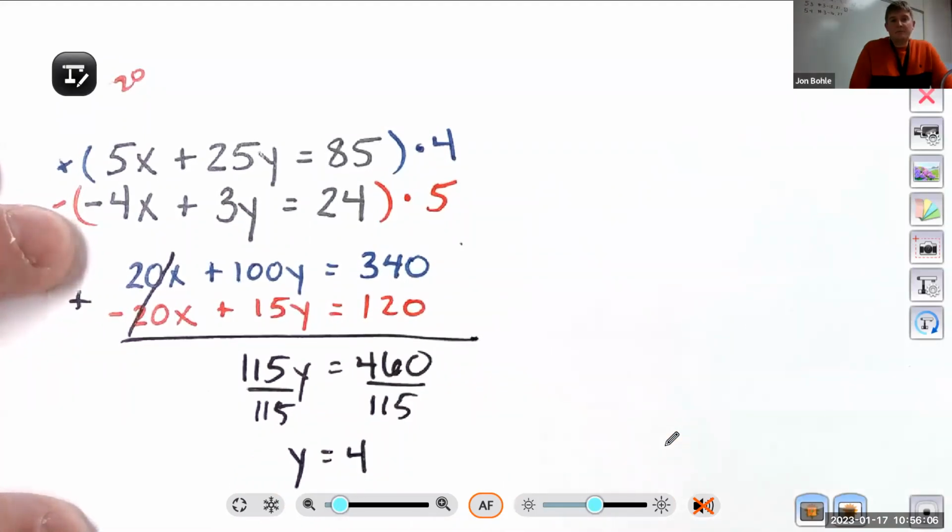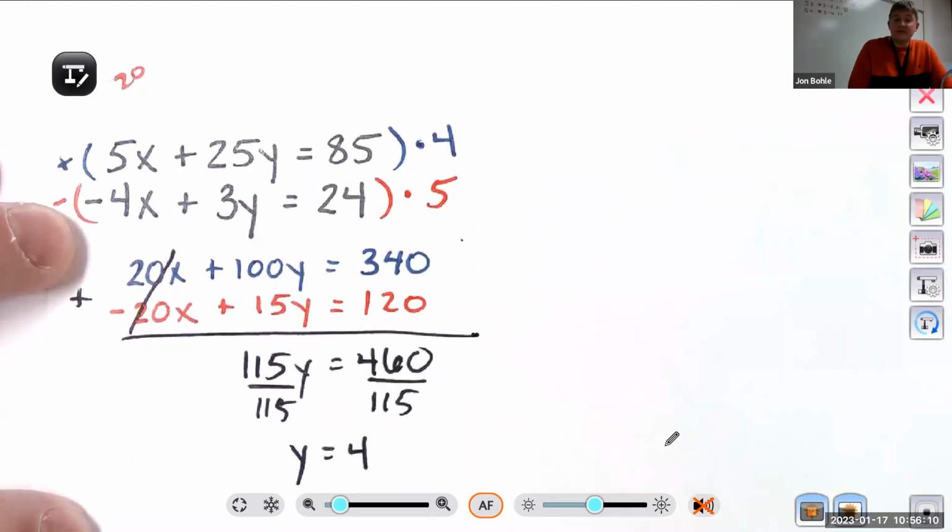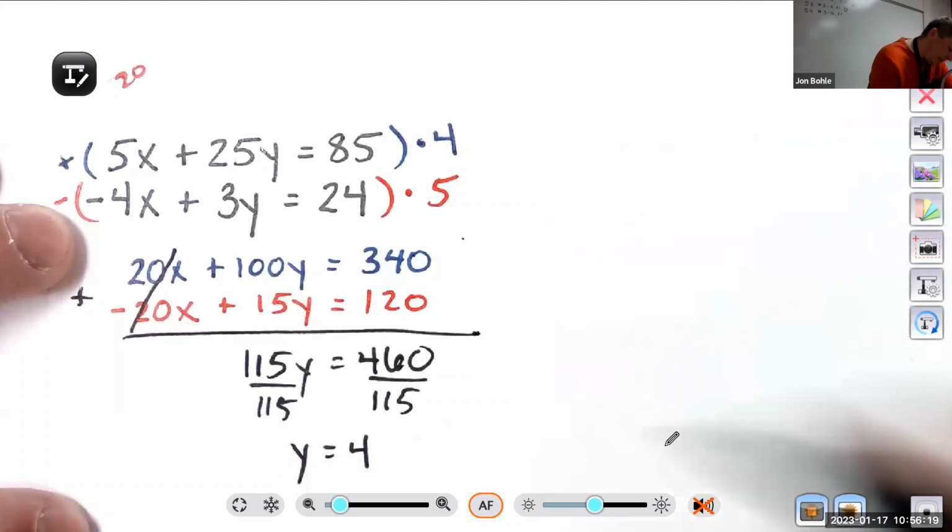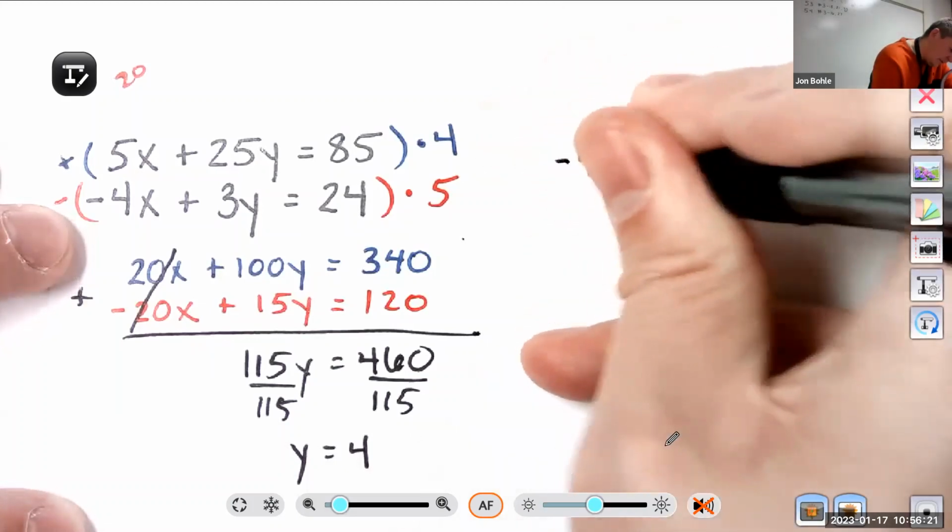So y is 4. You get to pick what problem to substitute 4 into. I could see arguments for either of them. I am going to use the bottom one just because the numbers are generally a little bit smaller. But you can do whatever one you want.